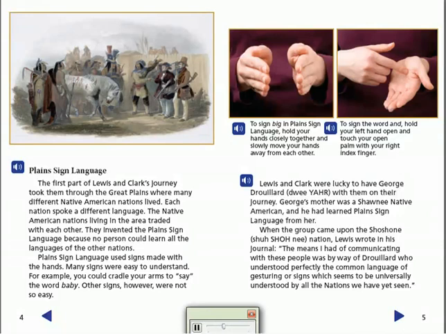When the group came upon the Shoshone Nation, Lewis wrote in his journal, "The means I had of communicating with these people was by way of Drouillard, who understood perfectly the common language of gesturing, or signs, which seems to be universally understood by all the nations we have yet seen."